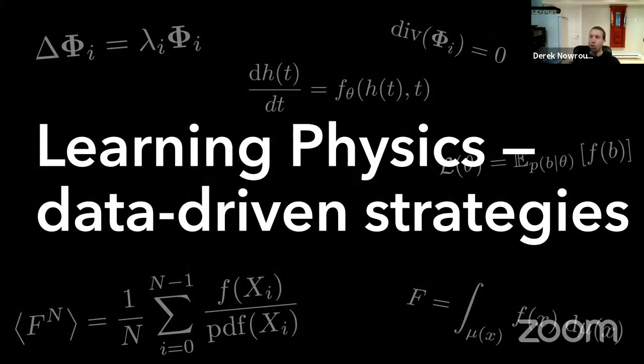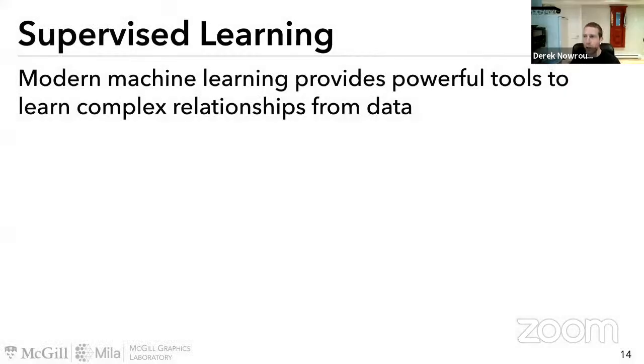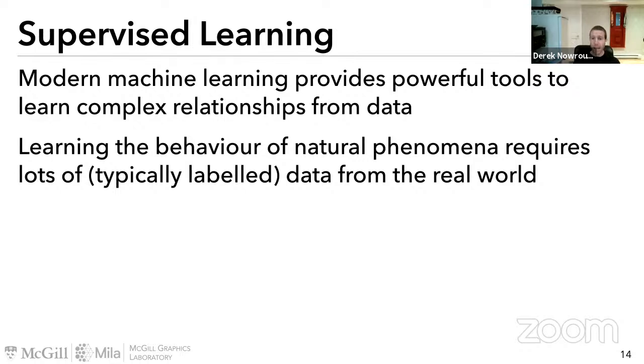I want to overview the different data-driven strategies that you can use in machine learning to start to answer these types of questions. The first is a pretty standard methodology: supervised learning. There's no question that modern machine learning-based techniques are a powerful toolkit for solving really complex problems where you can learn relationships between inputs and outputs from data. And generally speaking, the more data you have, the better.